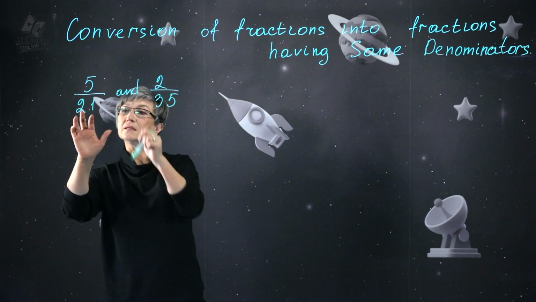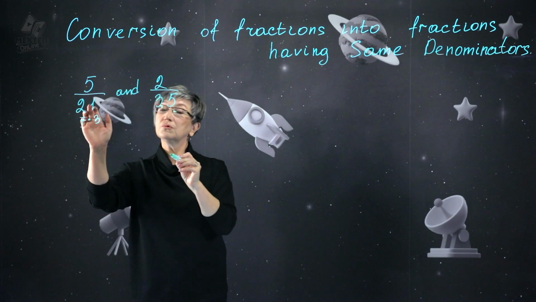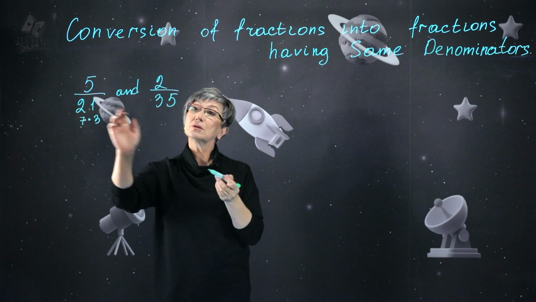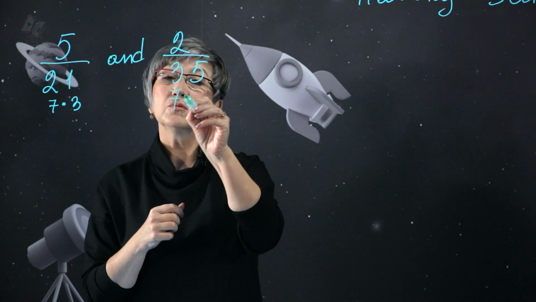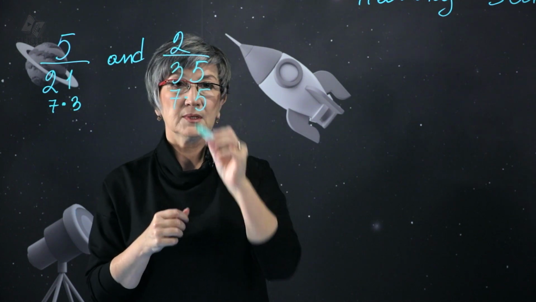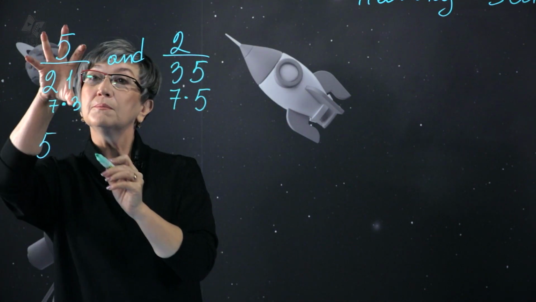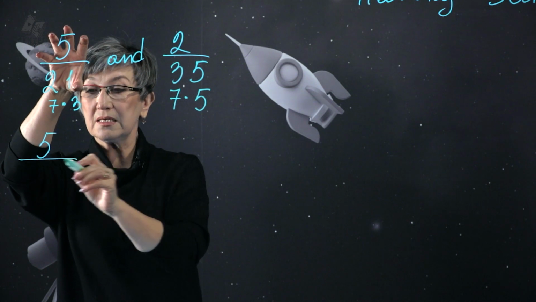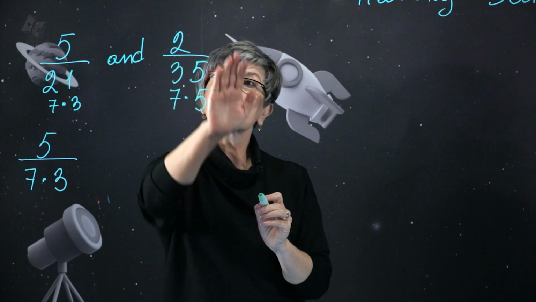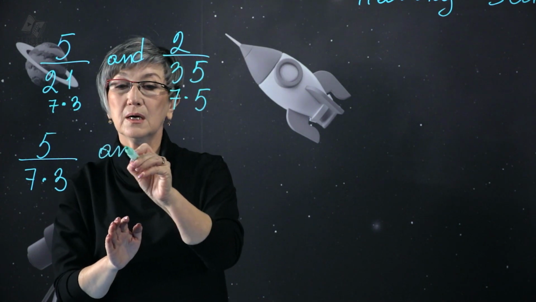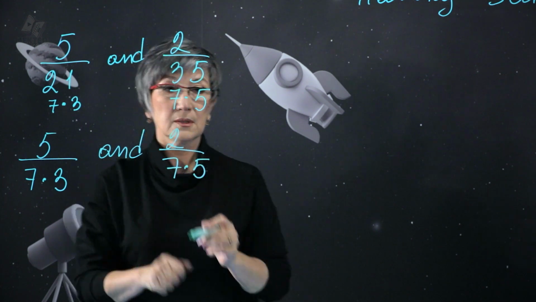The number 21 is 7 times 3. 7 times 3 equals 21, am I correct? Certainly it is. And 35? This is 7 multiplied by 5. So what actions can I take based on this result? I will write the first fraction 5/21 as 5 divided by 7 times 3 in order to express it in a different form. I will express the second fraction as 2 divided by 7 times 5.